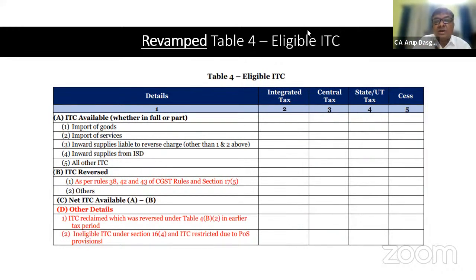As per my advice to clients, let us try to follow it to the best extent possible. Why do I say best extent possible? In a few cases where 17.5 is not mapped in my software, it is really a challenge right now to find all the 17.5 reversals. So that is one thing.